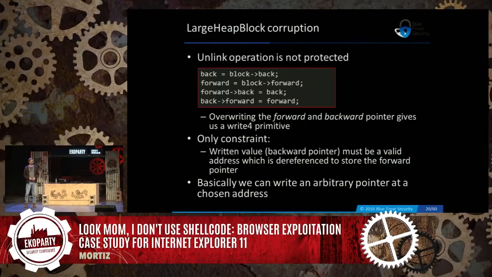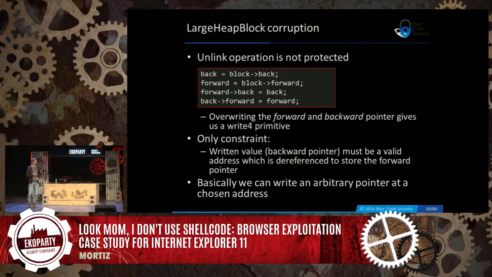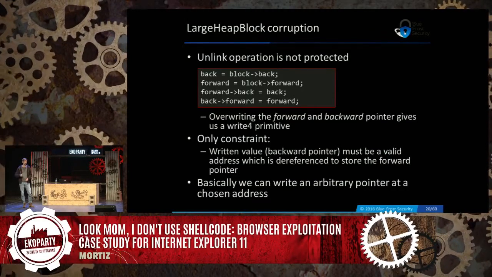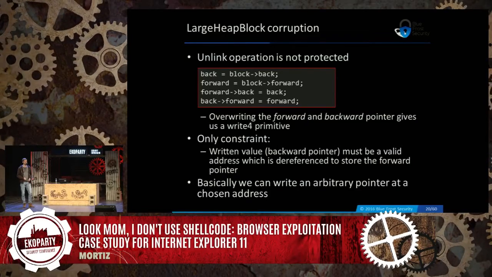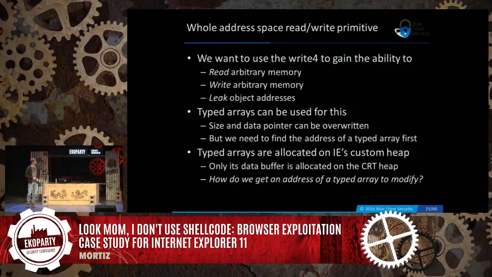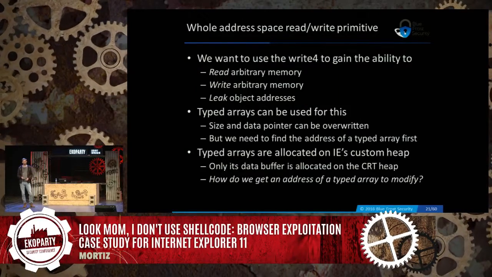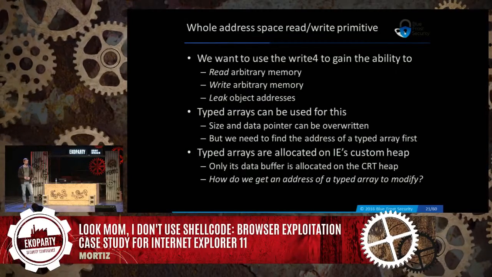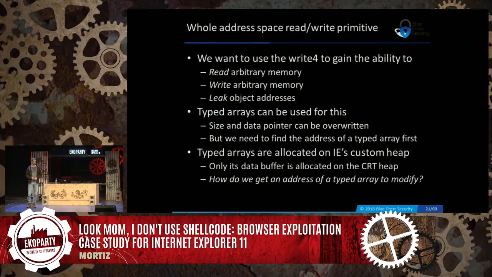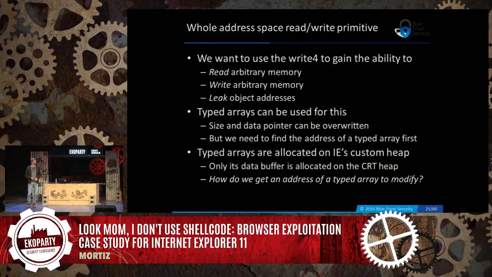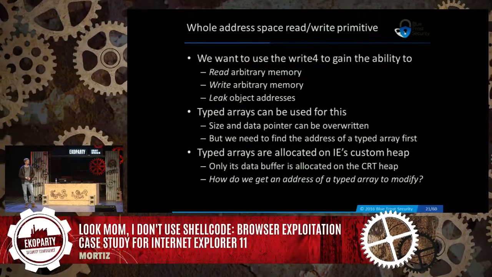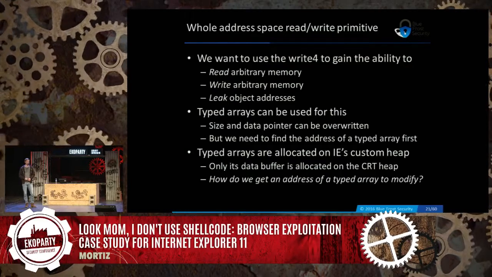Of course, there's a small constraint: the written value, so the backward pointer, has to be a valid pointer because it's dereferenced in order to store the forward pointer afterwards. But effectively, you get the ability to store any pointer at an arbitrary address in memory. So this is nice. However, we want something more. We want the ability to read memory, write arbitrary memory, and also leak arbitrary JavaScript object addresses. As I said before, typed arrays are pretty useful for doing this. You just overwrite the size field and the raw data pointer.